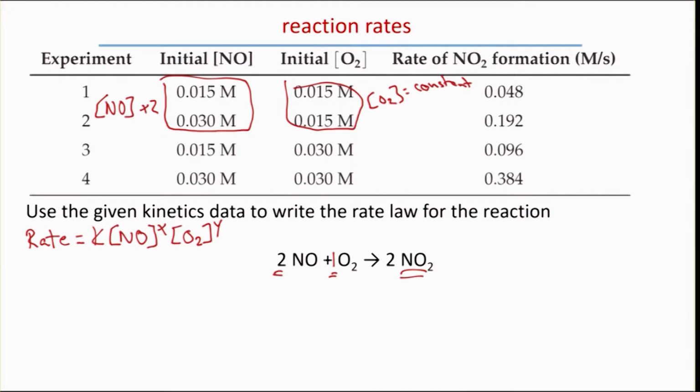So now you want to compare the two rates for those two experiments. Usually you just take the bigger one, divide it by the smaller one, and see what it went up by. If you take that, you will see that the rate has gone up by a factor of 4. So if it's gone up by a factor of 4, what does that mean for the order of NO? When NO goes up by 2, the rate went up by 4. That means that NO, or the X there, is a 2, for second order.